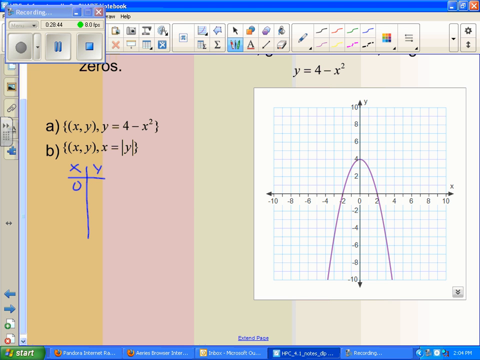If I put a 0 in for x, I get a 0 for y. If I put a 1 in for y, there are two ways that I get a 1: the absolute value of 1 and -1 would produce a value of 1. If I put a 2 in, then I get a 2 and a -2. So we see this as a sideways t. So it's going to look like that.